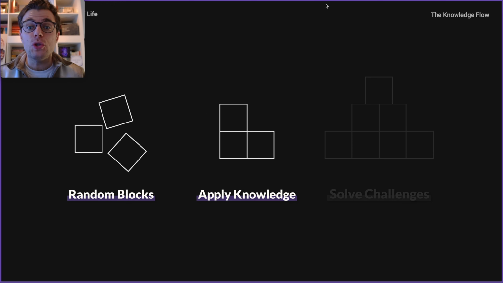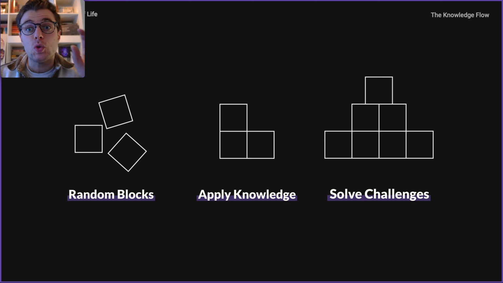So we want to use it in a way that makes sense. We want to use it to solve a challenge. And this is the purpose of knowledge, right? We apply it to the world to influence it in a way and to get the outcome that we want.